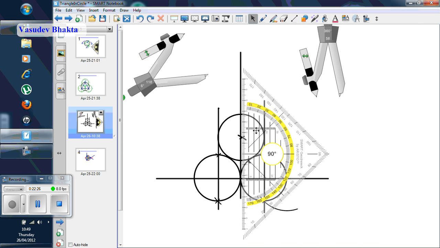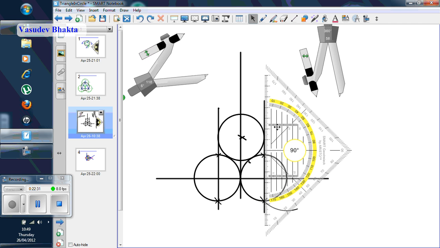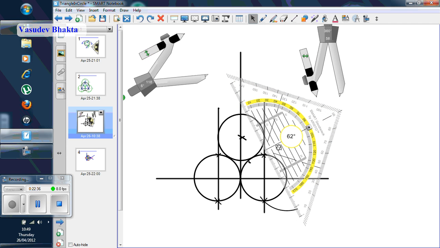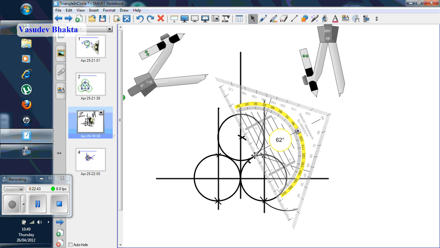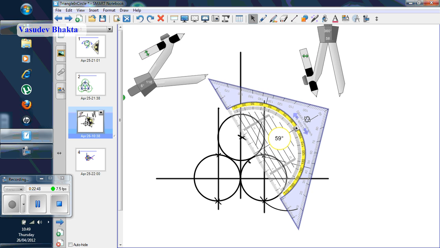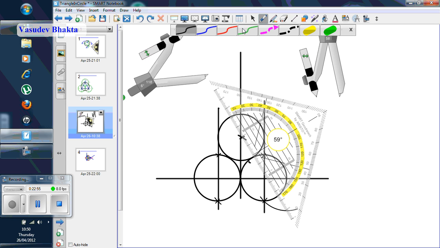Now, the center of the three circles gives us that equilateral triangle. To do this, what I'm going to do is get my set square and move it into place to join the three centers of our circles. Three centers together. There we go. I'm just going to choose a different colored pen for this, and I'm going to choose a blue pen. That's one of our first lines.